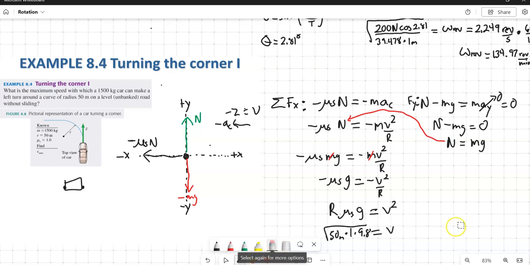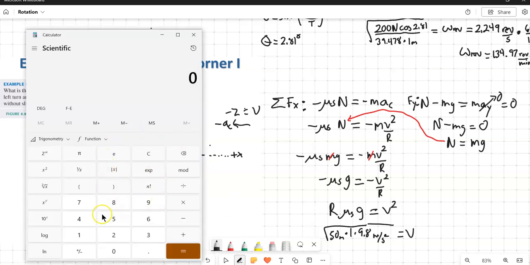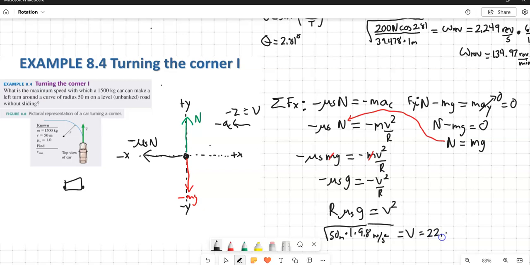Running out of room, I'm going to move this over a little bit. By meters per second squared, and that's going to be our velocity. Okay, so solving for this, that's going to be 9.8 times 50 times 1, which is mu sub s, and we're going to take the square root of that. So the maximum speed that car could go is 22.13 meters per second. Okay?